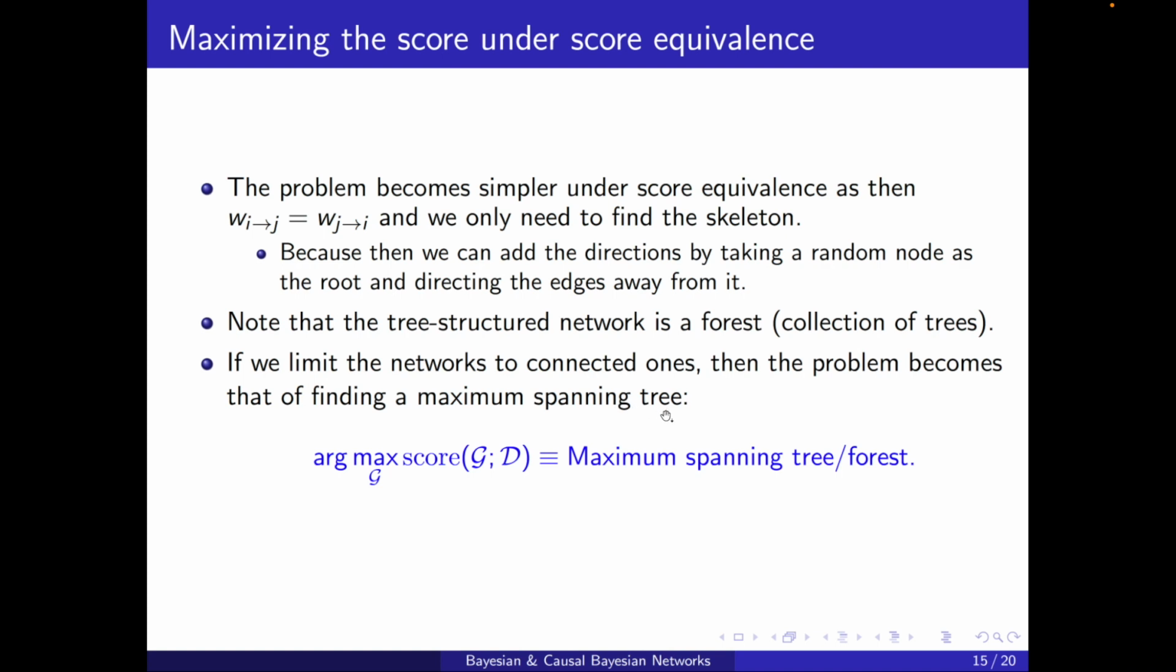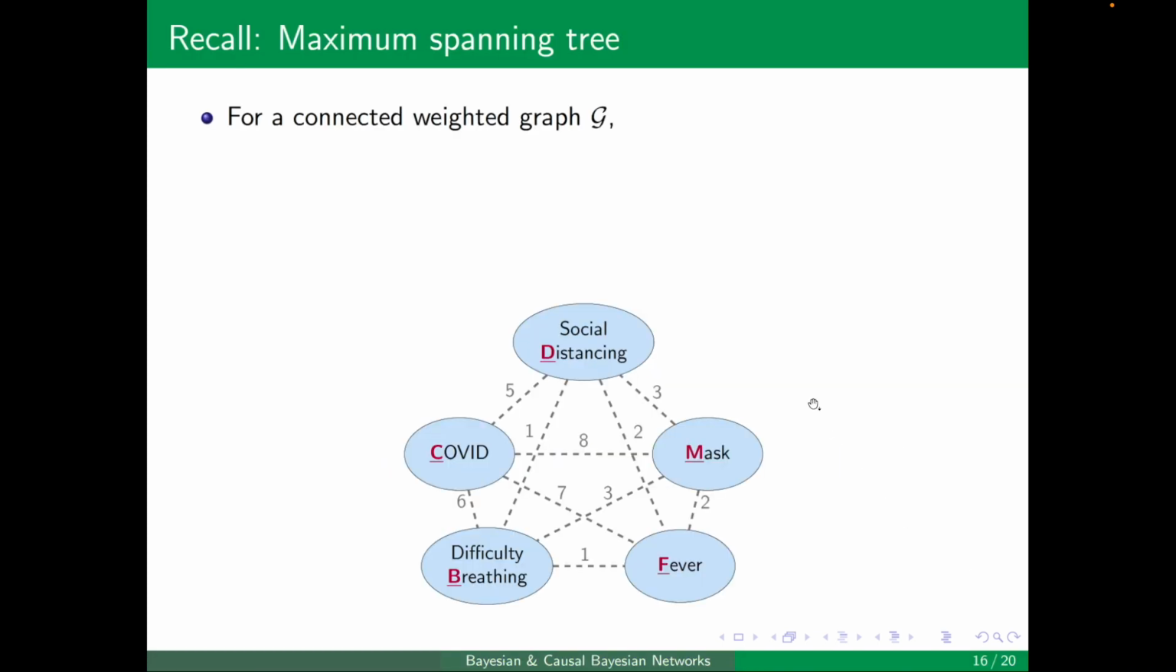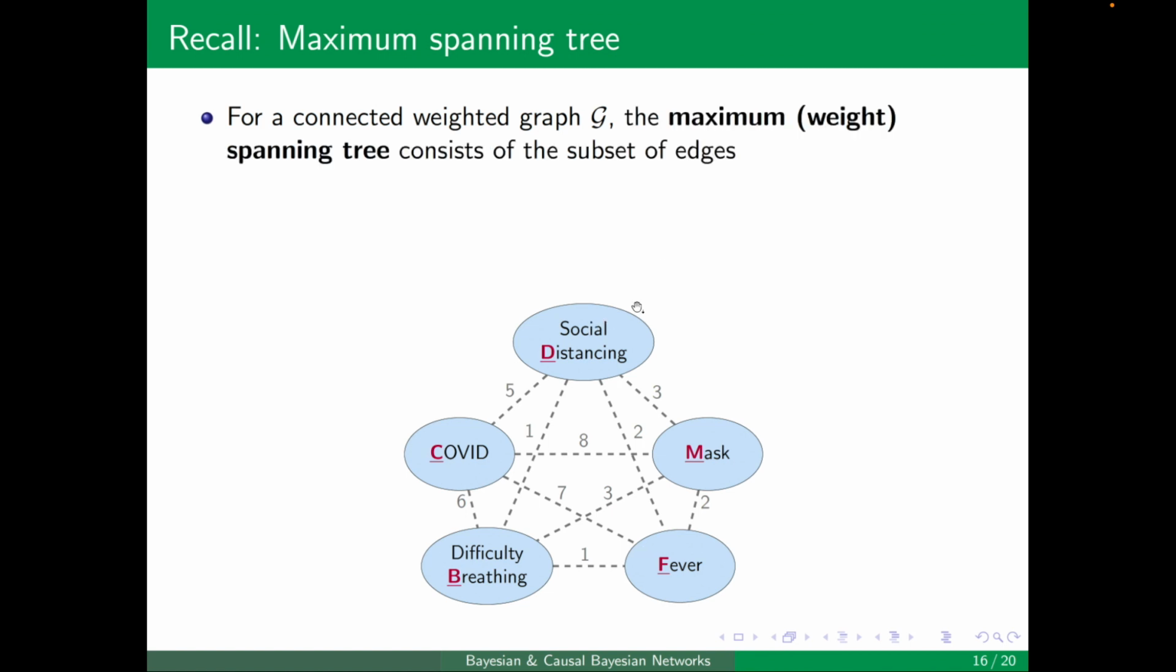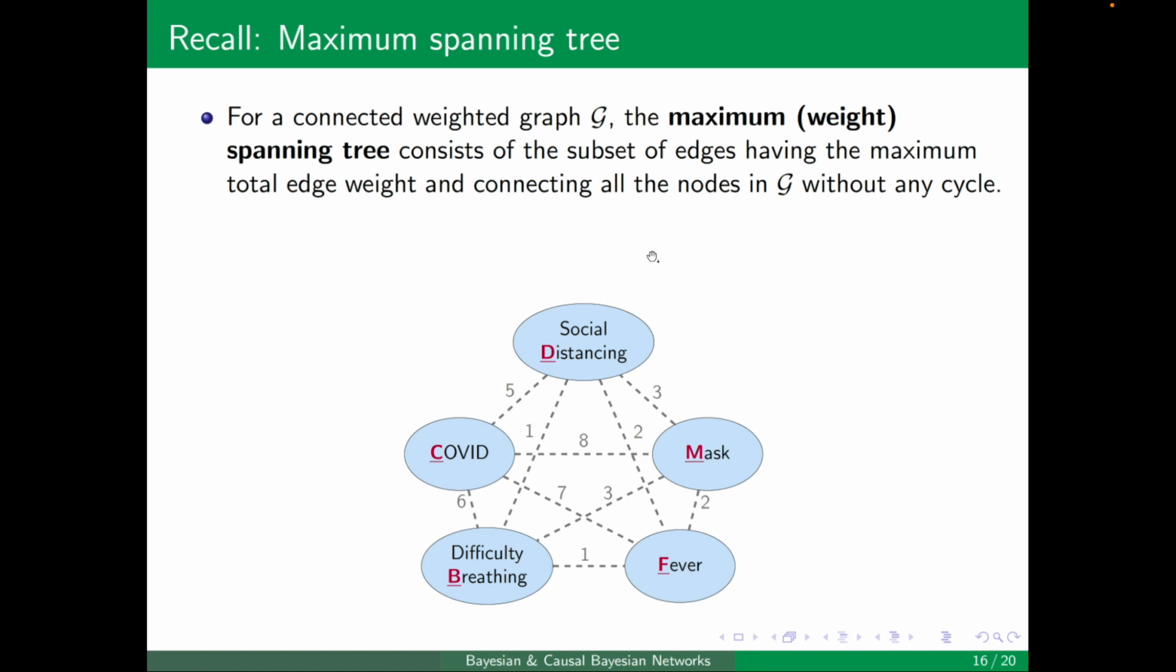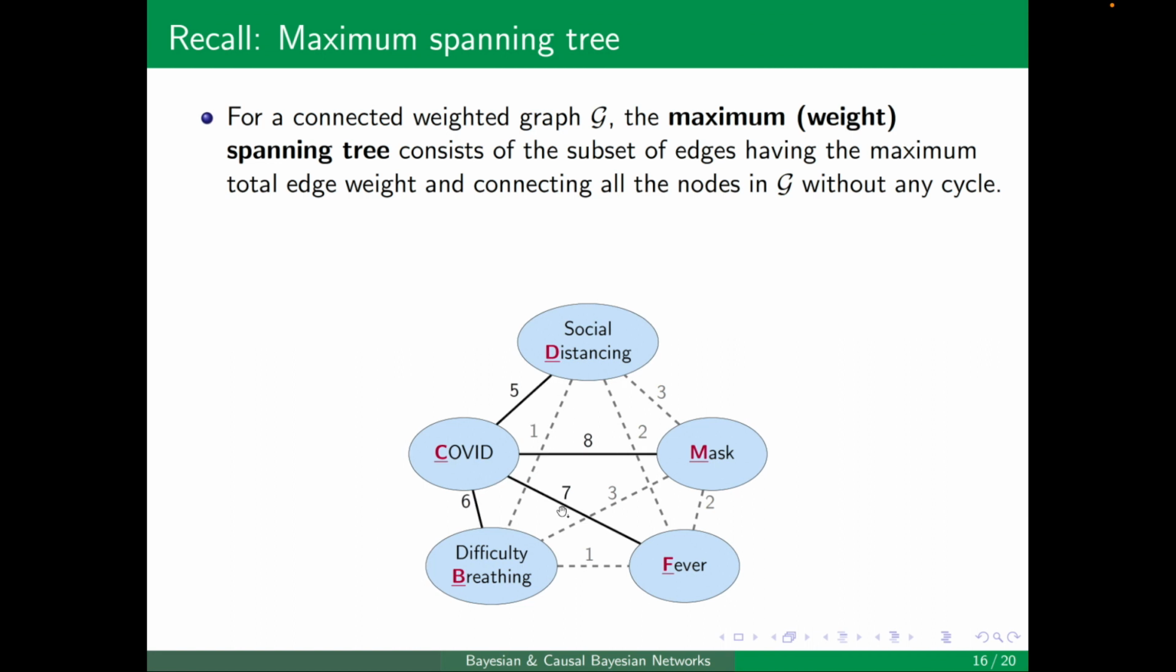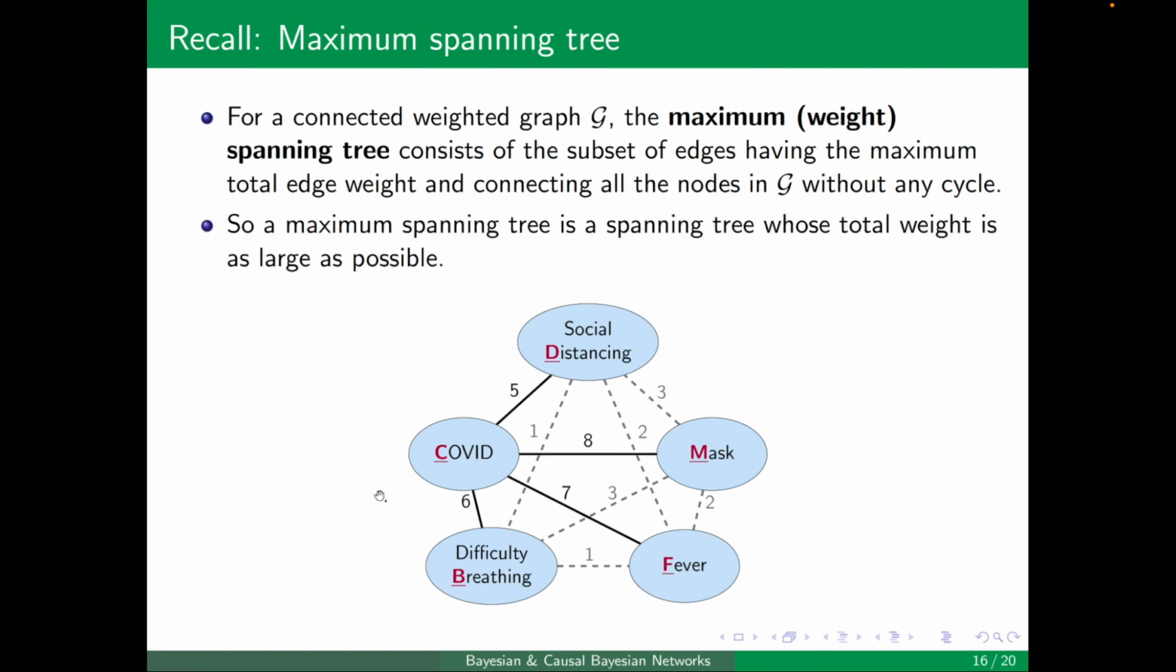So if we limit the networks to connected ones, then the problem becomes that of finding a maximum spanning tree. Just to provide a formal definition, for a connected weighted graph G, here we consider the fully connected graph, the maximum weight spanning tree consists of the subset of edges having the maximum total edge weight and connecting all the nodes in G without any cycle. Okay, so here, for example, the maximum spanning tree will be this. Another interpretation is that a maximum spanning tree is a spanning tree whose total weight is as large as possible.